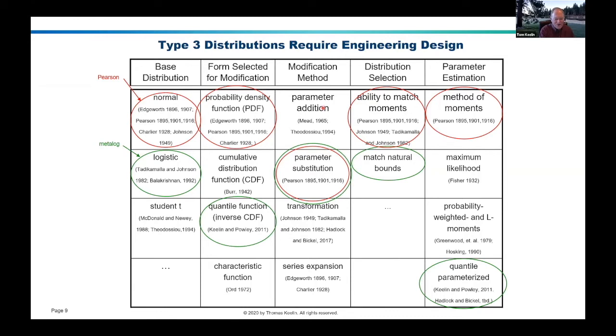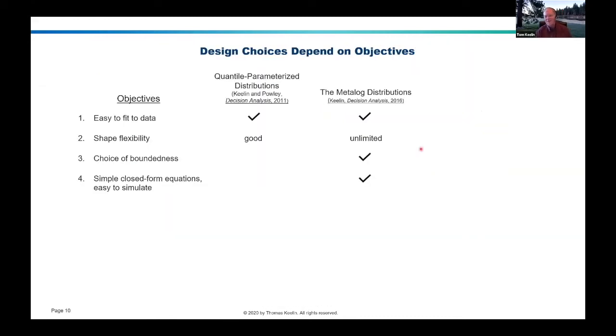Now I've gone through that chart. There are a lot of literature references there you can forget about if you don't wish to be a probability distribution designer, if you just want to take ones that are already designed, like what I'm showing today. The design choices, what you choose through that table, are going to depend a lot on what your objectives are. For distributions, the objectives are easy to fit to data, which the Pearson distributions are not. You want shape flexibility, where the Pearson distributions are pretty good, because you can get up to 4 moments. You'd like choice of boundedness, so you don't get that with the Pearson distributions. And you want simple closed form equations that are easy to simulate. You don't get that with the Pearson distributions either.